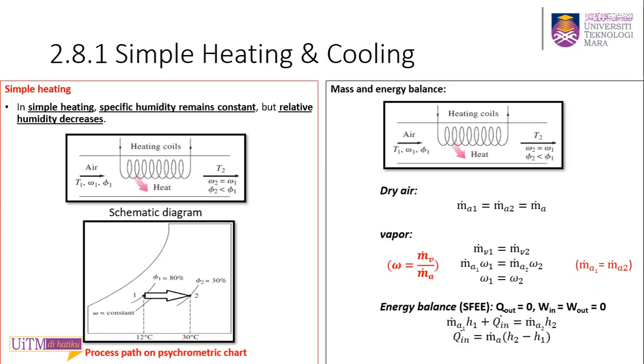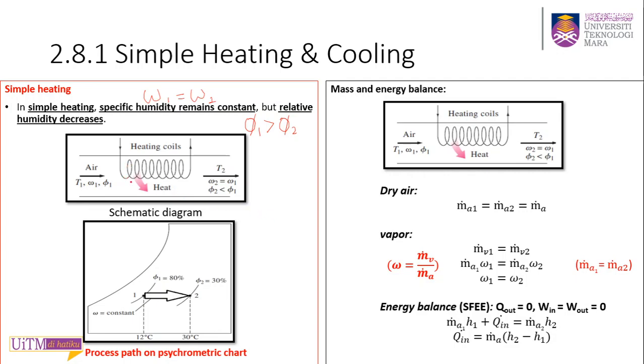Now for the first process, simple heating. For simple heating, there are two key points. The first key point is that the specific humidity omega will remain constant. Omega for air entering the system and omega for air leaving the system must be the same. In other words, entering the system state 1, leaving the system state 2, must be the same. And the second key point is that the relative humidity phi1 entering the system will decrease, meaning that phi1 will be greater than phi2.